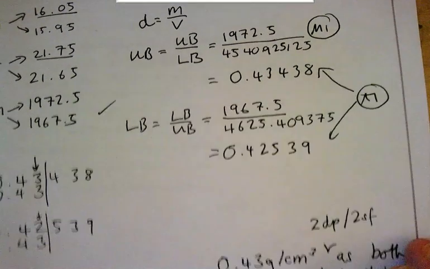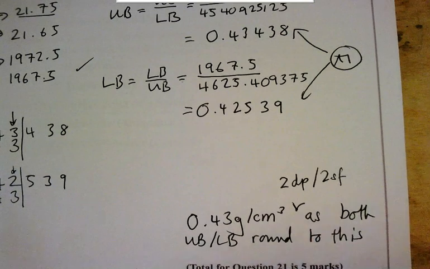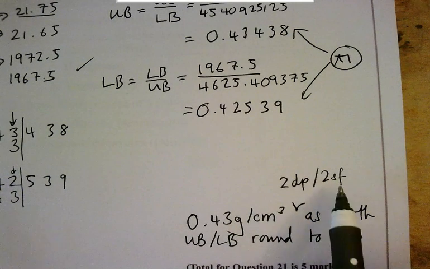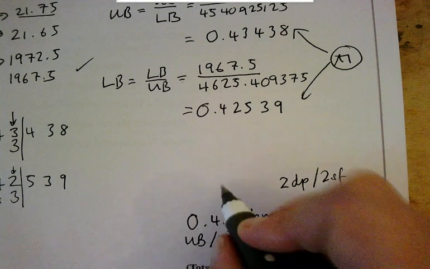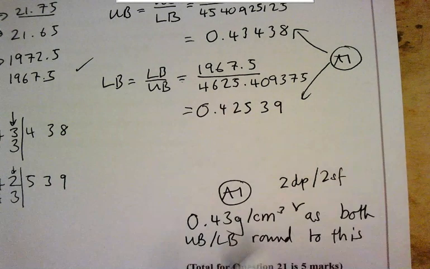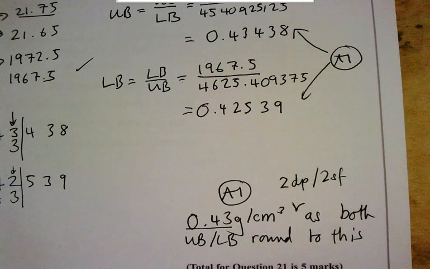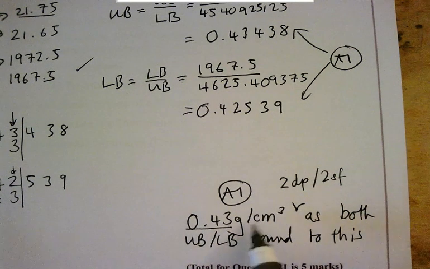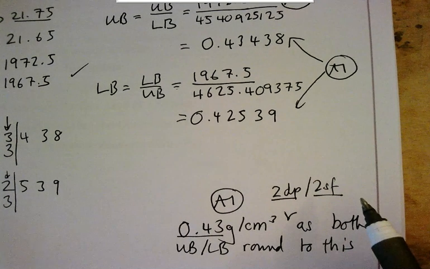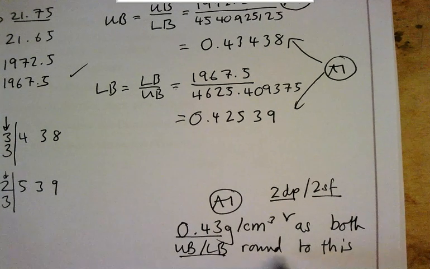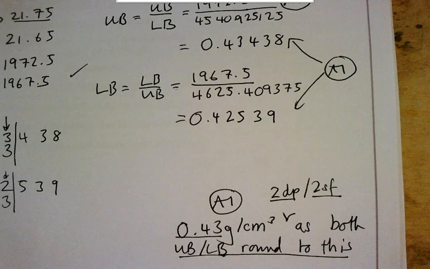And then your final mark is 0.43 to 2dp or 2SF as both upper bound and lower bound round to this. You must have 0.43. You don't actually need the units. You must have either 2dp or 2SF, and you must have as both upper bound and lower bound round to this to get that 5th and final mark.